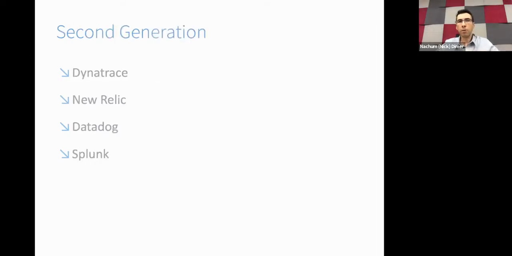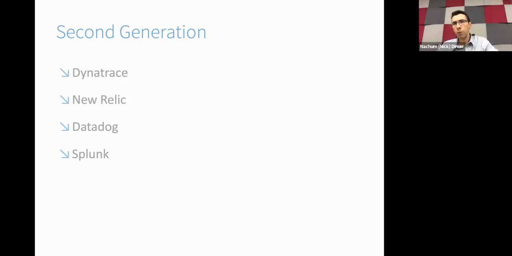Now, the second generation are tools coming from the observability field. When I say observability, usually those tools are oriented on monitoring your infrastructure or profiling your code and your performance. Those are major players. There are many more tools than those, but those are major players in the observability market. And all those vendors also have synthetic monitoring tools as an addition to their portfolio.